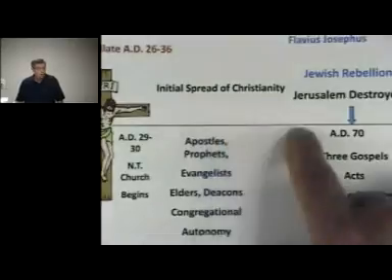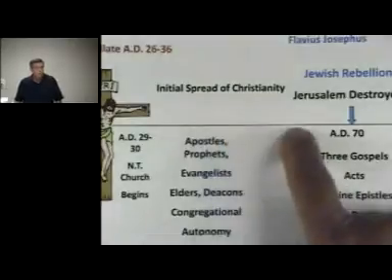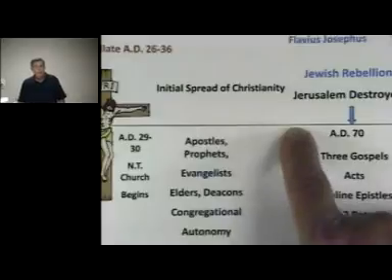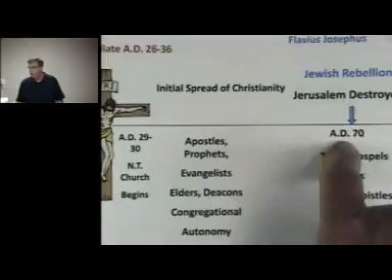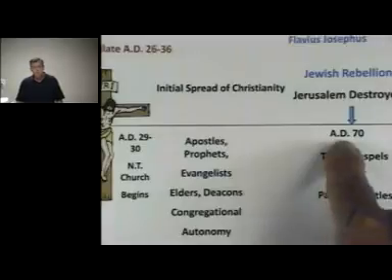Every single one of the apostles was dead by AD 70 except old John. He's the one that lived past AD 70. He was alive into the first part of the 2nd century. He lived into the 100s. But everybody else was dead by AD 70.